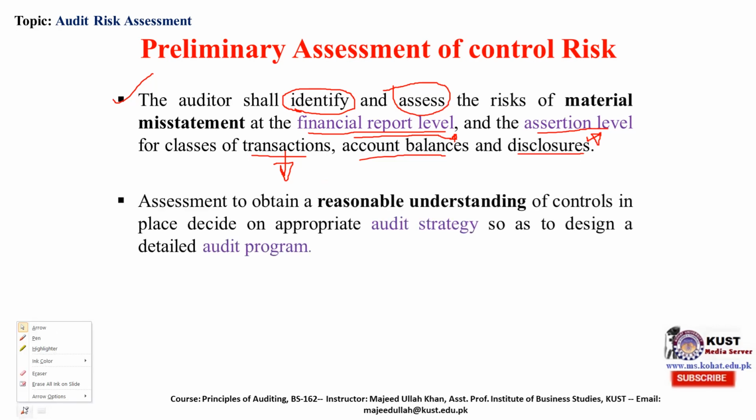The second step for assessing the risk is to obtain a reasonable understanding. Why reasonable understanding? Because the auditor will further decide to develop a proper audit strategy and then design detailed audit programs. Without understanding the control of the company, our internal control system or control environment, the auditor will be unable to plan the audit and develop an appropriate audit strategy or design a detailed audit program.